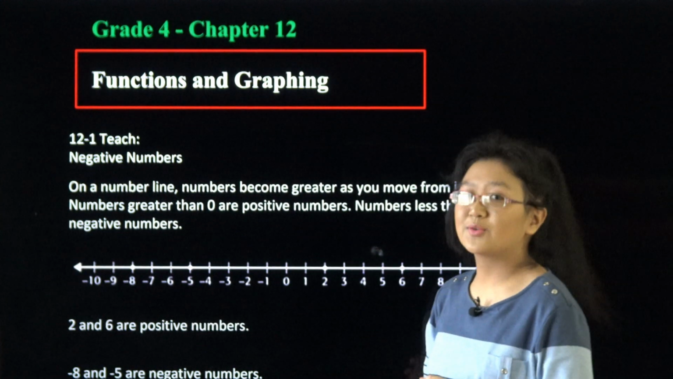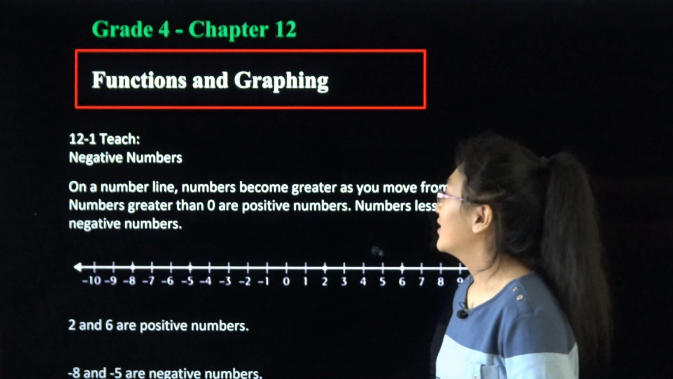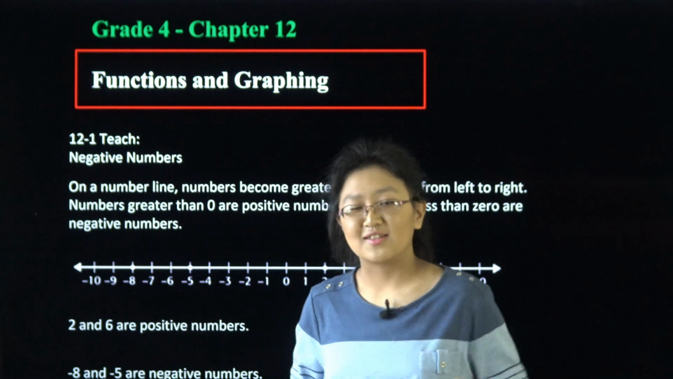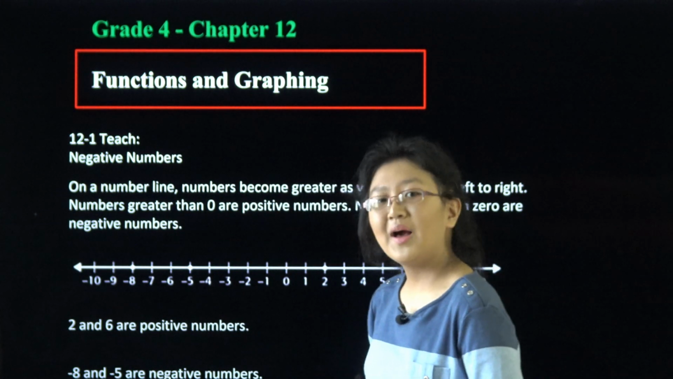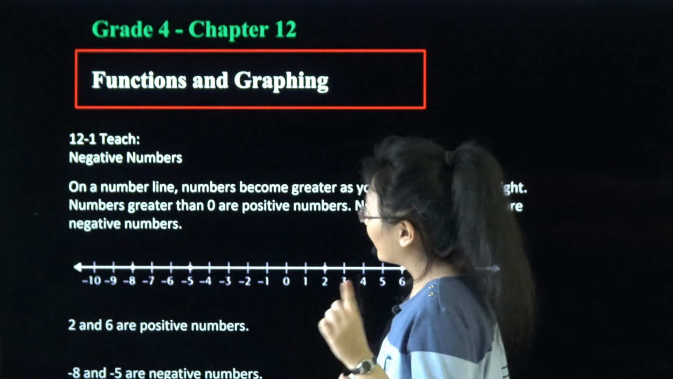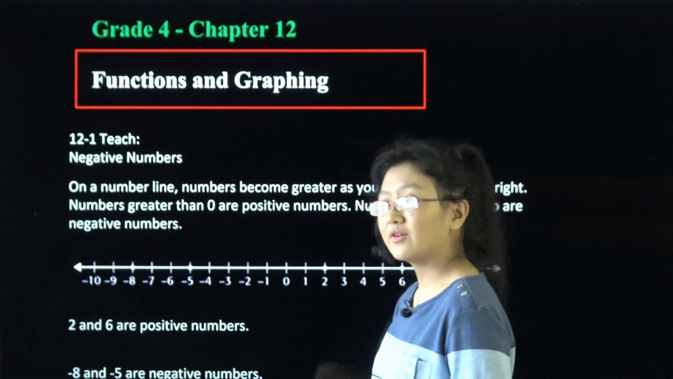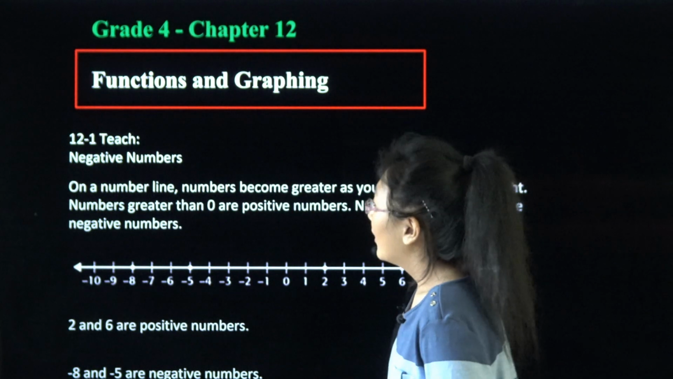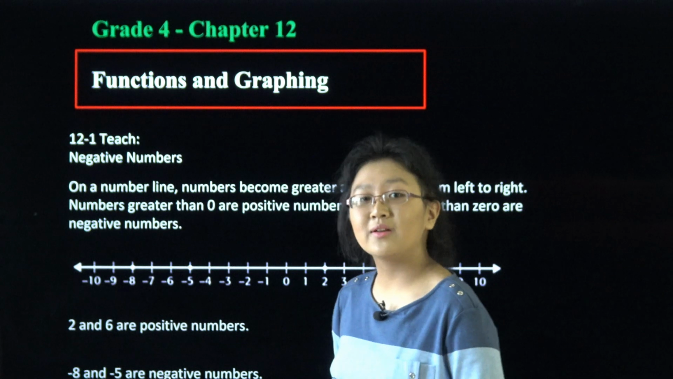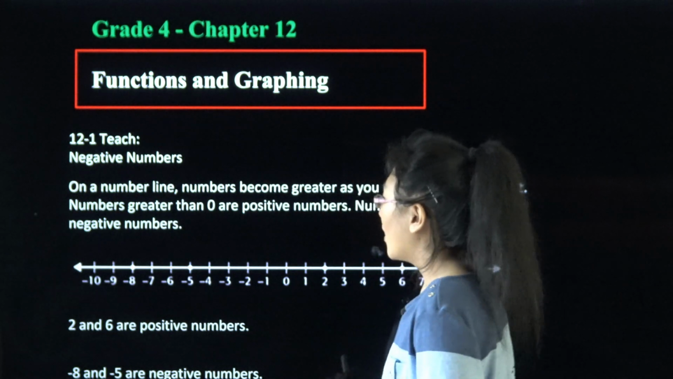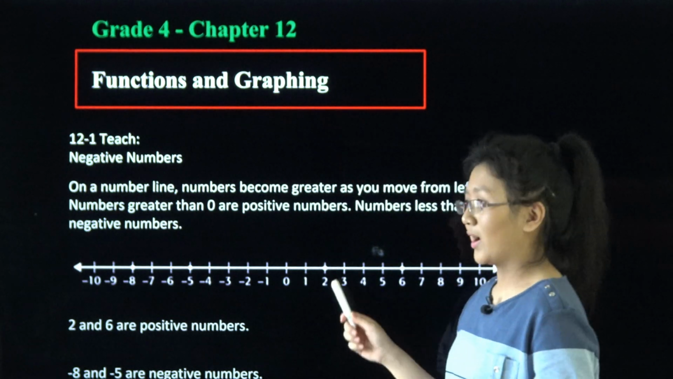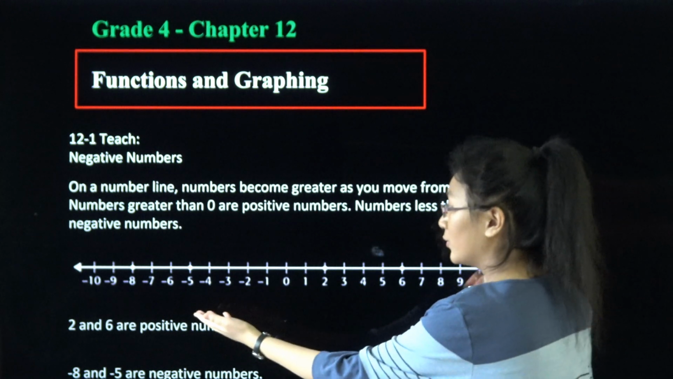Grade 4, Chapter 12, Functions and Graphing. Now, you might be thinking, functions, ooh, cool word, but we'll be learning about that later. So first, before we get to all the fancy and cool stuff, we have to teach you in Section 1 about negative numbers. So on the number line, numbers become greater as you move from left to right.